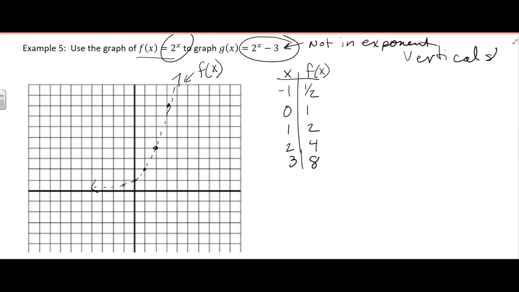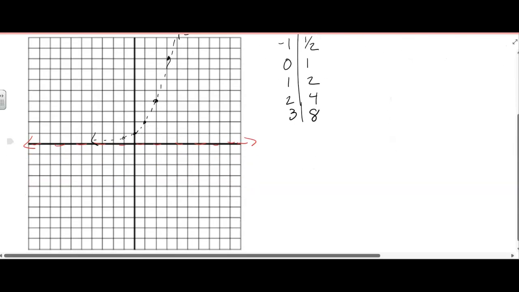You can make a table of values if you want to, but it's not necessary. We're just going to pick up our whole graph. Oh, you know what? I don't think I drew the asymptote in on the last graph, but it was at the x-axis. But this time I want to show it because that's going to shift. Okay, so a vertical shift, this is all going to shift down 3.